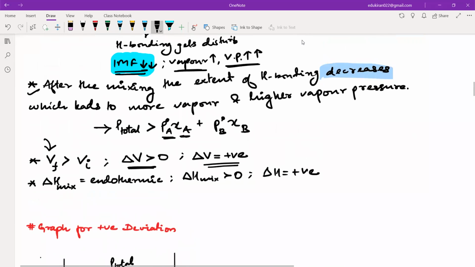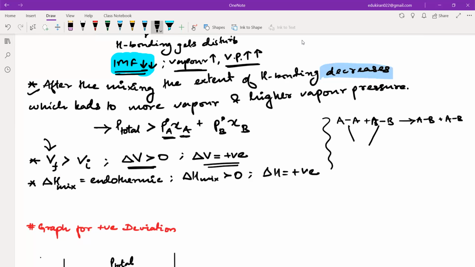Now, enthalpy of mixing. Now listen here. We have AA and we have BB. Then we mix it. We get AB and AB after mixing, correct? In order to go from here to there, we will have to break these two bonds, correct? And then we will have to form these two. In order to break, we need some energy, and when we are forming, some energy will be released. Yes or no?